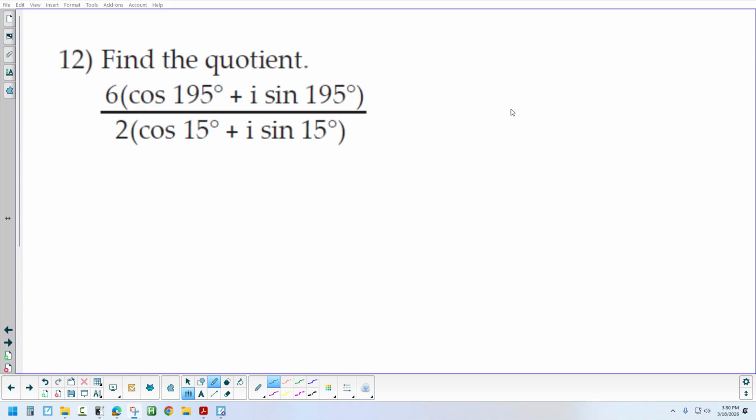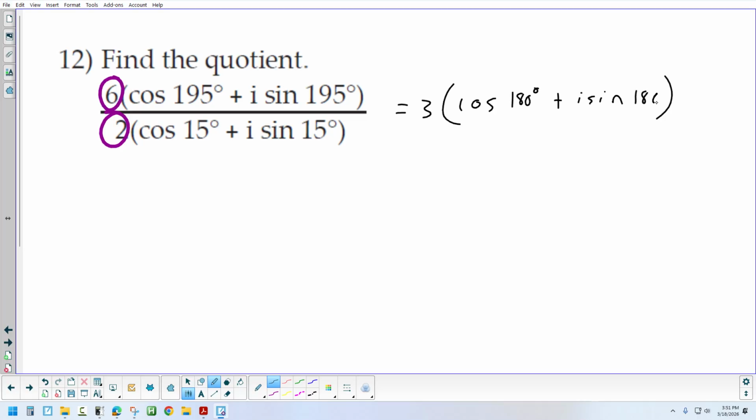All right, so let's find the quotient. This is very similar to the last one. When we find the quotient, what do we do with the 2 radii? Divide them. So what's my new radius going to be? 3. 3 cosine. And what do we do with our 2 angles? Subtract them. So what is my new angle? 180.